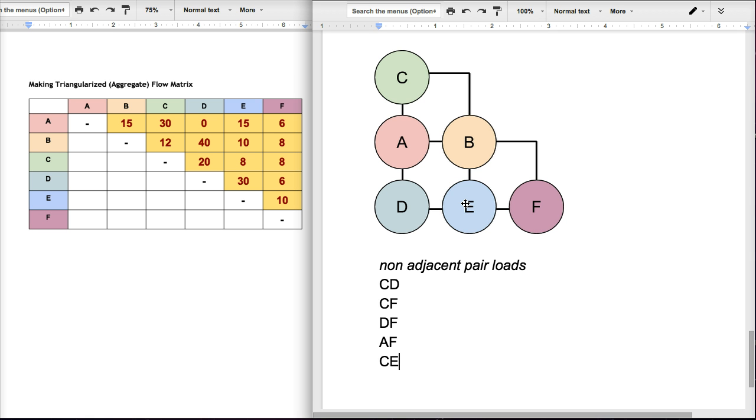So compared to the last layout, we actually have 5 different non-adjacent pairs in this layout. Again, let's pick out the distances that people are traveling between these non-adjacent pairs. Between C and D is 20. Between C and F is 8.